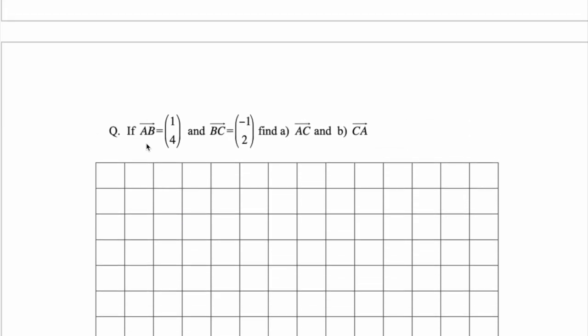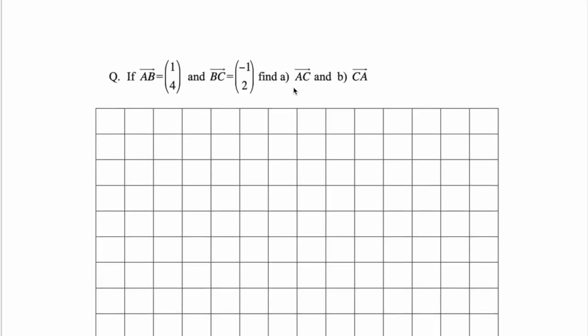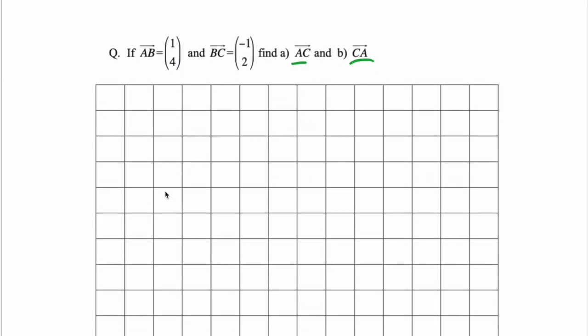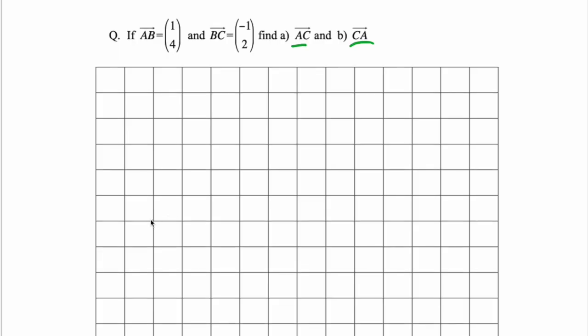Okay, so sometimes we write vectors like this, where we have a starting point and an ending point, okay? We call the ending point the head and the beginning point the tail sometimes. So we're going to find AC and CA. Let's check it out. AB is 1, 4. Let's do that here. Let's call that A. And then we go 1, 4. That's B. So this is the vector AB. Okay, go from A to B.